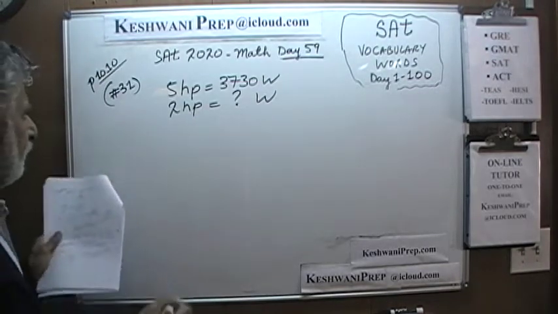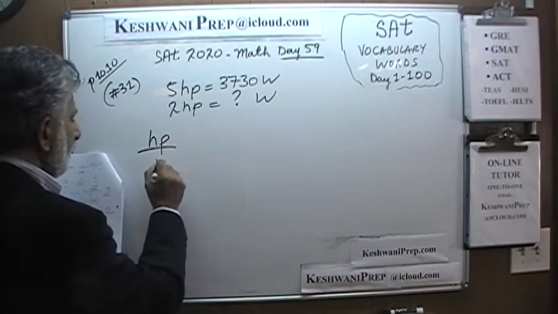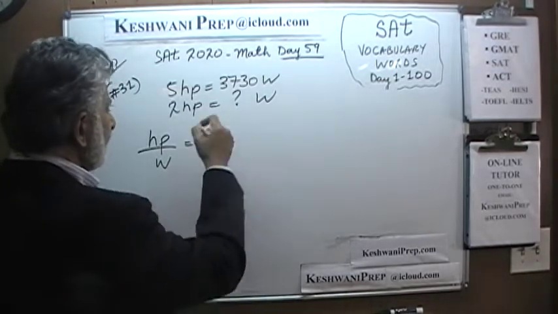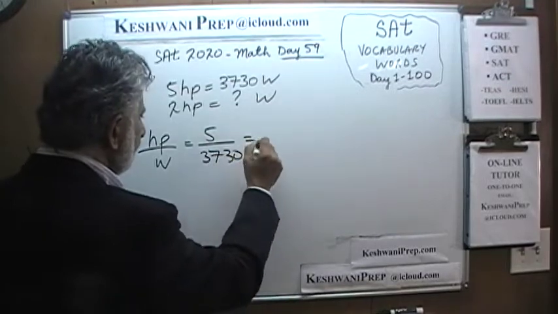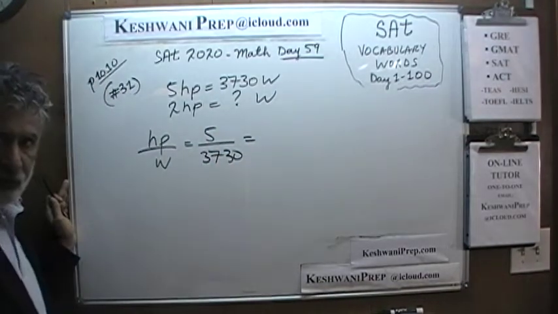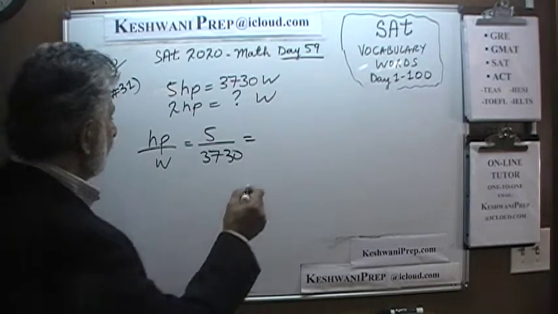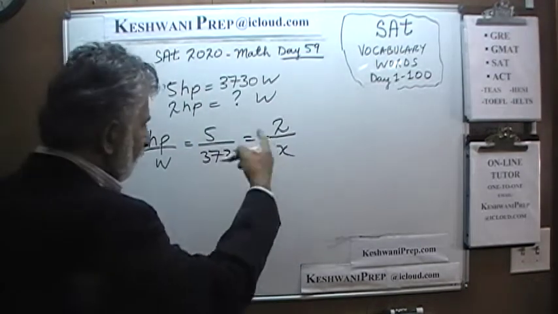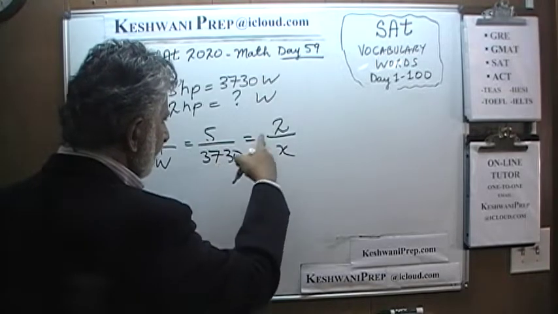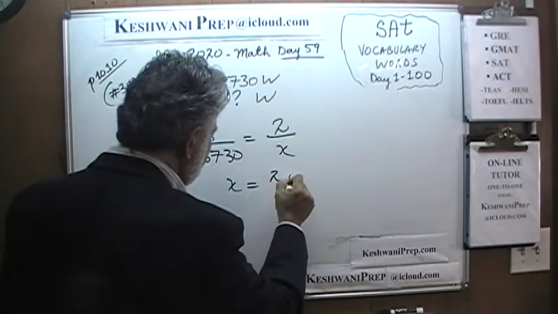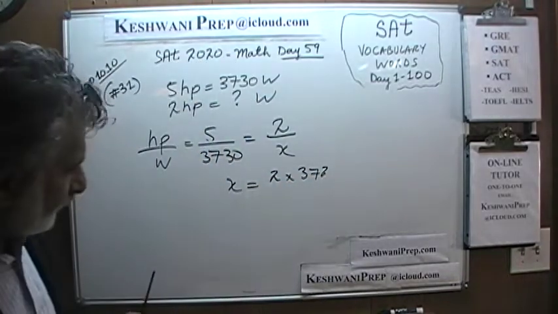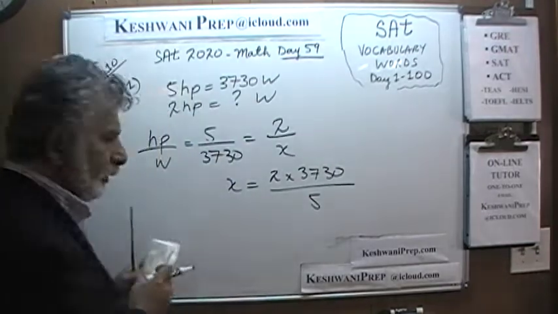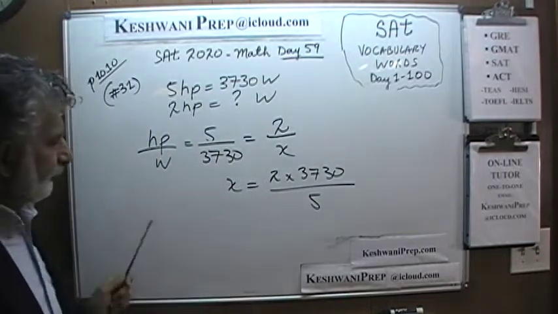Well, let's set it up with a proportion. It's already set up here: horsepower over watts. 5 horsepower, we are told, is 3730 watts. If that ratio is consistent, if it's a fixed proportion, which it is, then if you only have 2 horsepower, how many watts is that? Cross multiply and solve for x, and we end up with 5x equals 3730 times 2, which means x is equal to 2 times 3730 over 5. That's it.